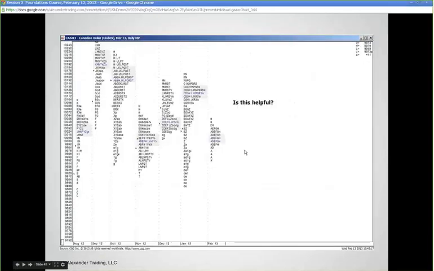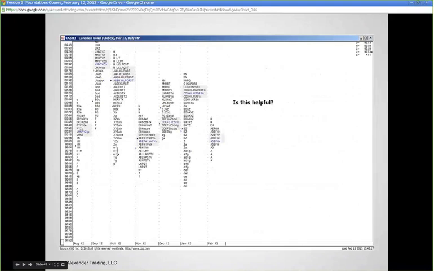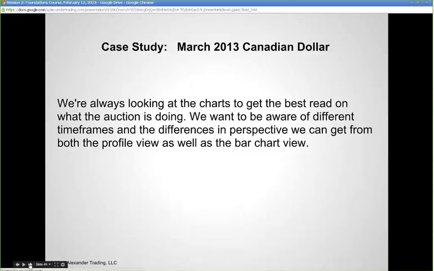Okay, now this is the profile view of this. Is this anything special? You really don't have great information when you look at this, do you? But this is what your market profile trader is looking at. So we're always looking at charts to get the best read on what the auction is doing. That is your edge. We want to be aware of the different time frames and the differences in perspective we get from both the profile view and the market view.